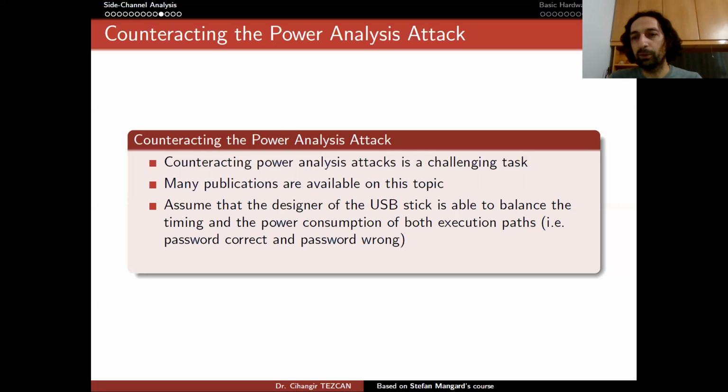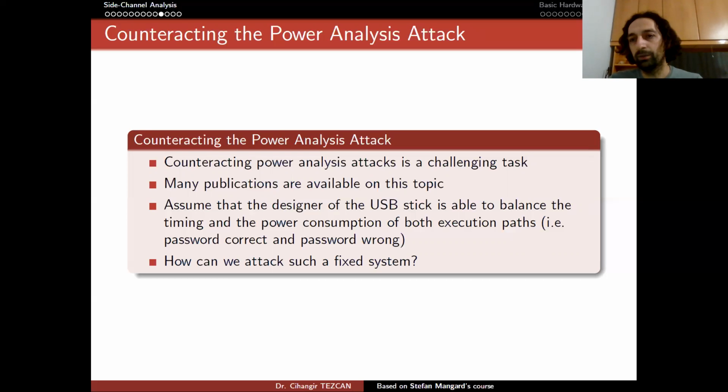SBox operations are table lookups, so they would easily be recognized because they will consume more power. So there are ways to partition an SBox into smaller SBoxes, or you can turn it into logical operations like XOR, AND, or NOT, and so on. There are many ways, but of course, this is a challenging task, and there are many publications available on this topic. But assume that we somehow have a countermeasure for power analysis.